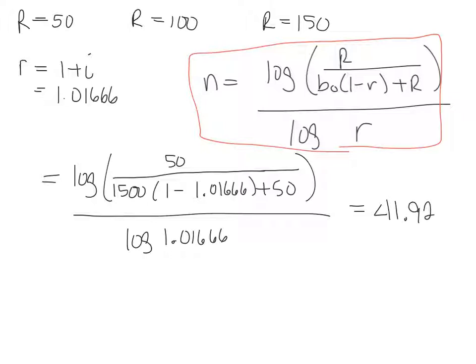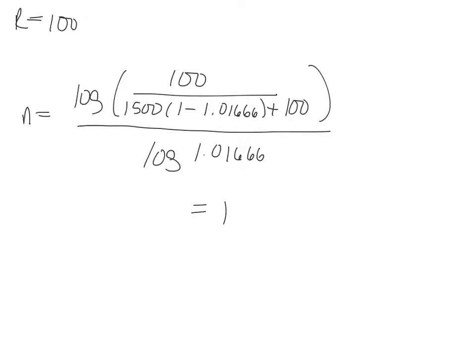41.92. So the debt was paid off in 42 months, just to be sure, which would be 3.5 years, approximately. All right, I'm going to try R equals 100. Be right back. So this one is 17.40. So we have 18 months. That's pretty awesome. Big difference from 42 months, right? Let's see the awesomeness of R equals 150.